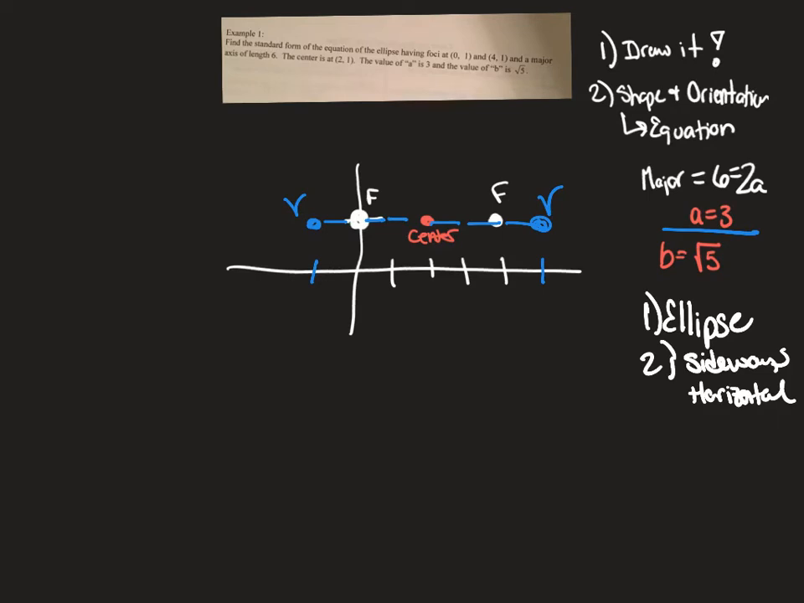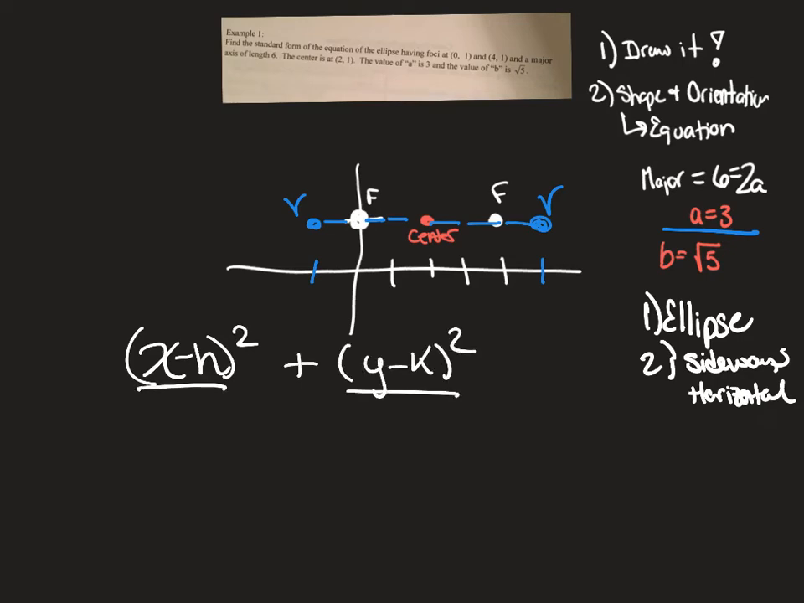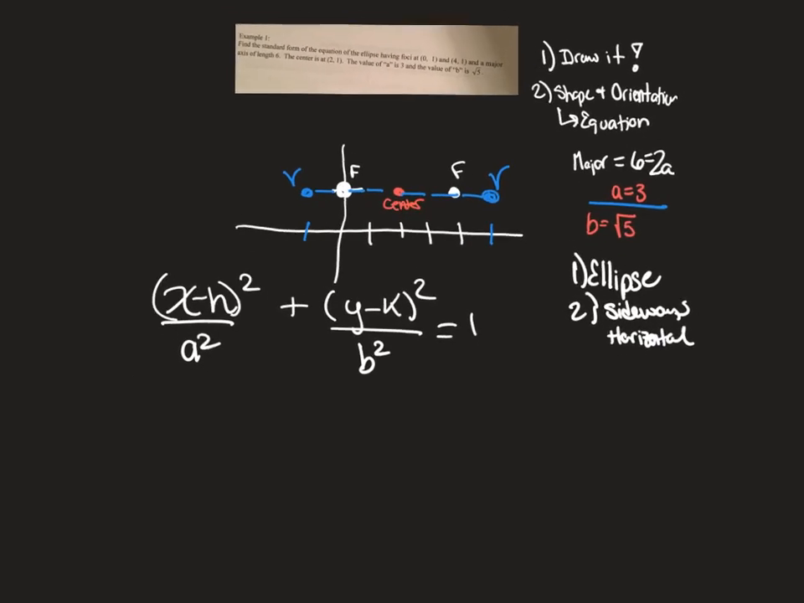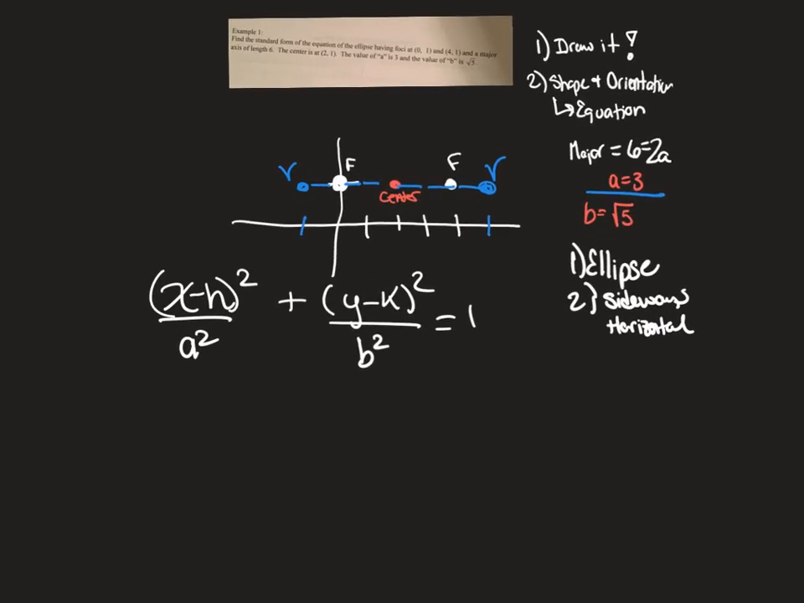But because we know we're in an ellipse and we're sideways, we're using this equation: (x minus h) squared over a squared plus (y minus k) squared over b squared. Because it's sideways, the a squared goes under the x stuff, and the b squared goes under the y stuff, and it equals 1. And now all we have to do is plug stuff in. We're just going to write down what we got going on. My h, k is my center, and they told me that my center was (2, 1).